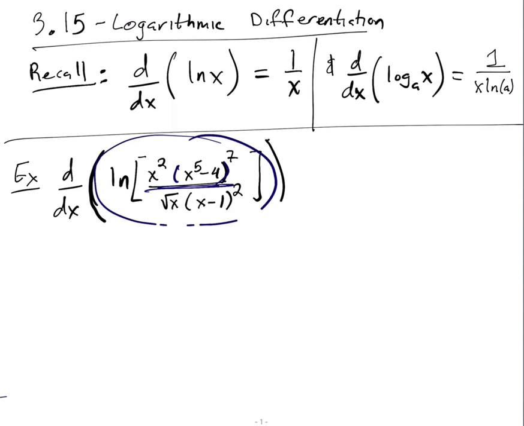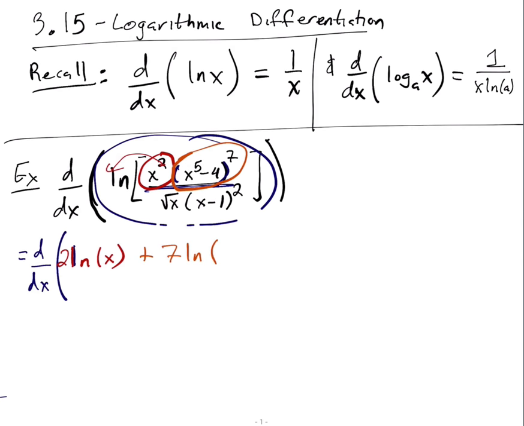This is equal to the derivative of, so if I break this up, I'm going to have ln, actually, let me do this. Okay. This one right here is going to be 2 ln of x. You guys agree with that? So the 2 comes out in front, right? And then ln of x. Okay, now, is this going to be plus or minus? Plus, good. So plus 7 ln of x to the 5th minus 4, right? You with me so far?